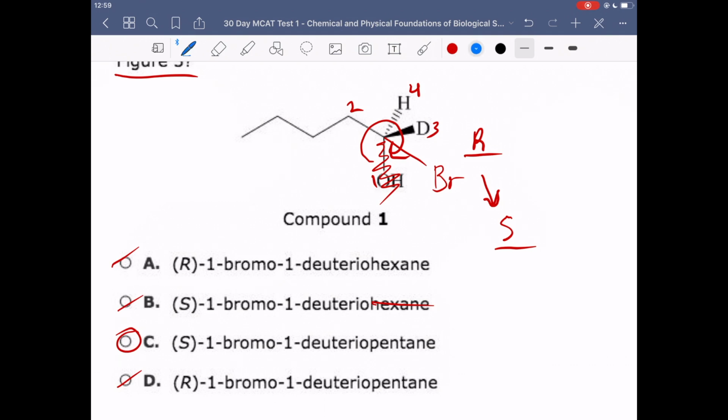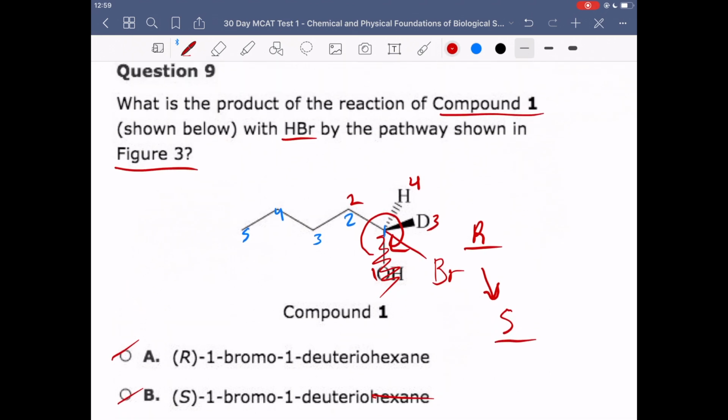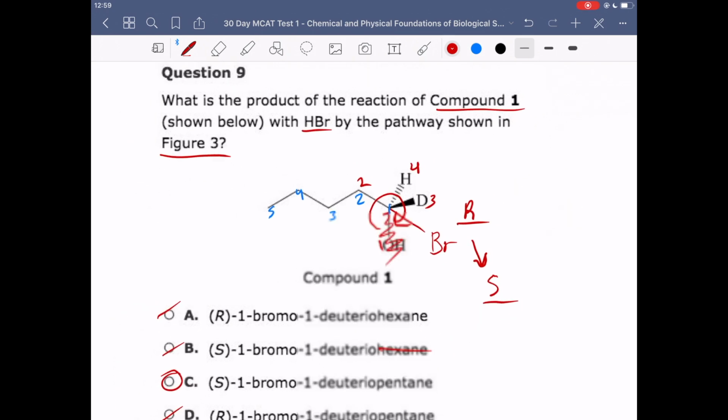So once again, 1, 2, well actually we would start from over here. So 1, 2, 3, 4, 5. The lowest number goes to the highest priority group. So start from the right side, but it's a 5 carbon molecule. Option B was saying that it was 6 carbons, so that would be incorrect. So C is the correct answer here for question 9.